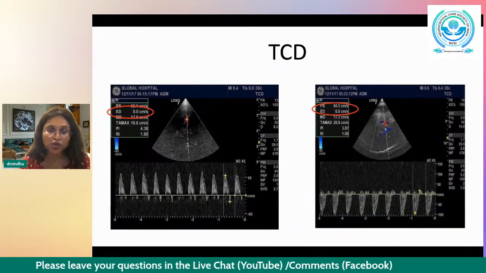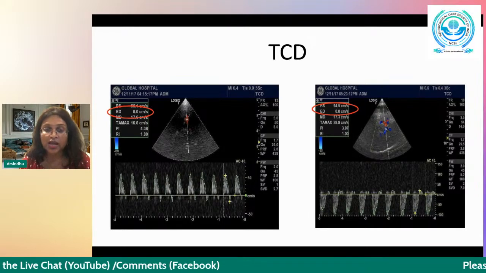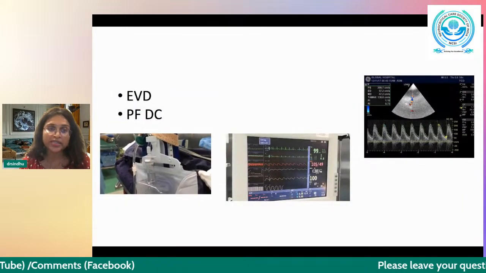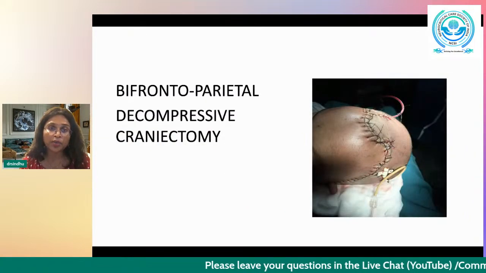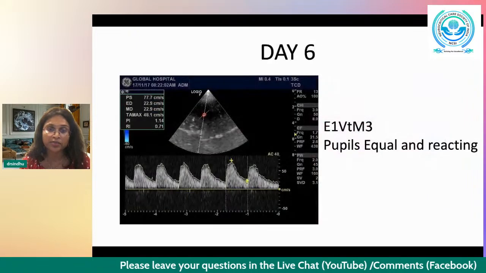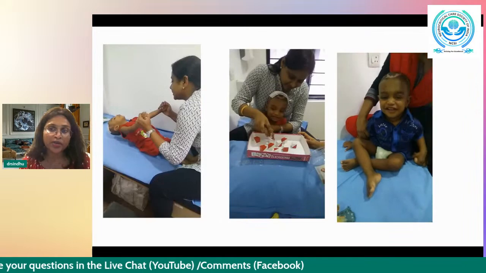This was a TCT when we saw there was almost like a reversal of flow, but pediatric patients may tend to surprise us, like this patient did. We did a DC, posterior fossa decompressive craniectomy for this patient, and again we had to do a bifrontal parietal decompressive craniectomy, and then the patient improved to M3, and now the child is doing really well.